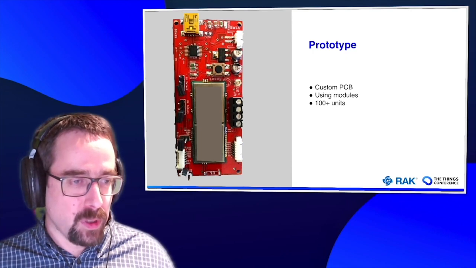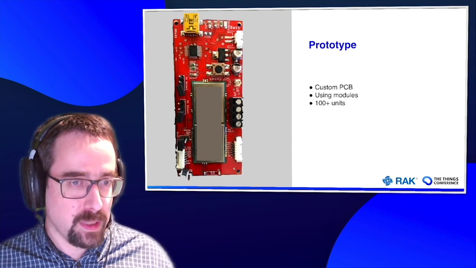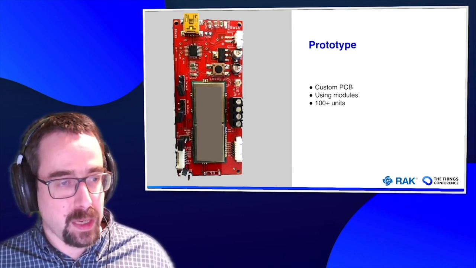This is what WisBlock tries to avoid. So with WisBlock, you use the same hardware in your proof of concept as in your prototype stage. You just make more of them and give them to more customers. It's really simple.